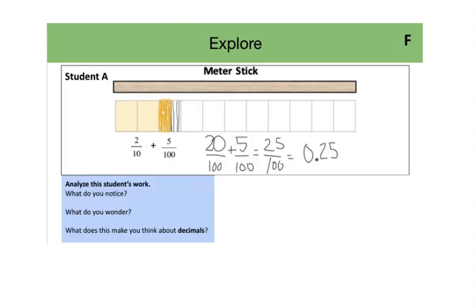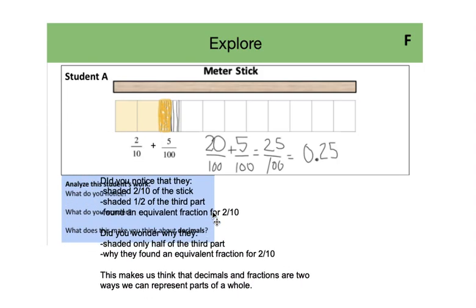So let's go ahead and take a look at this sample from student A. I want you to think about what you notice and what you wonder about what this student did, and also what this makes you think about decimals. So go ahead and answer those questions. You can go ahead and pause, and when you're ready, unpause. Okay, so what did you notice?